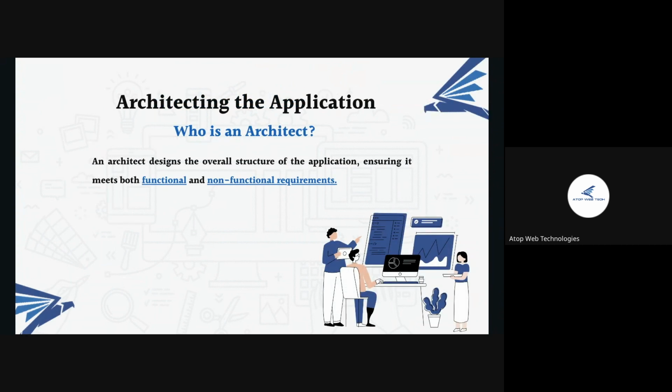So now the question is, who is an architect? In order for you to quickly recognize what an architect does, it boils down to 2 components: functional and non-functional requirements. Basically, an architect designs the overall structure of the application. Again, an application here could be a web, desktop, mobile, or even a backend service, and ensures it meets both functional and non-functional requirements.